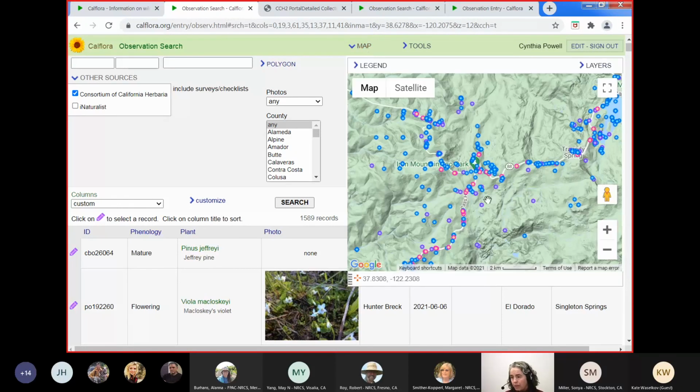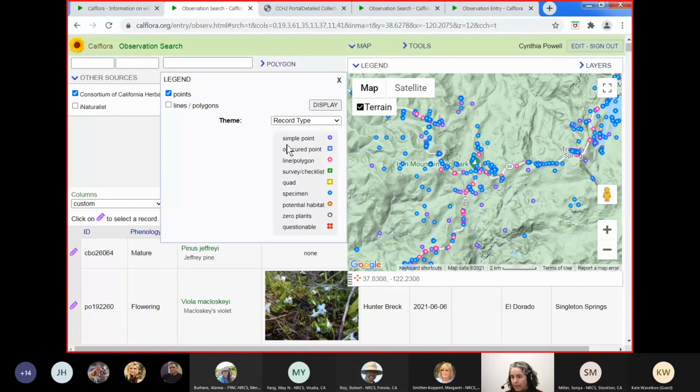And if you want to know what these colors mean, which of course as a GIS person I'm very interested to know, are they just pretty, or is there meaning? Of course there's meaning. Purple is a simple point. These blue squares are obscured. Kate mentioned that if you don't know the exact location, you can have a halo around showing somewhere in this area. We don't know exactly where. There aren't any blue squares on these particular results here.